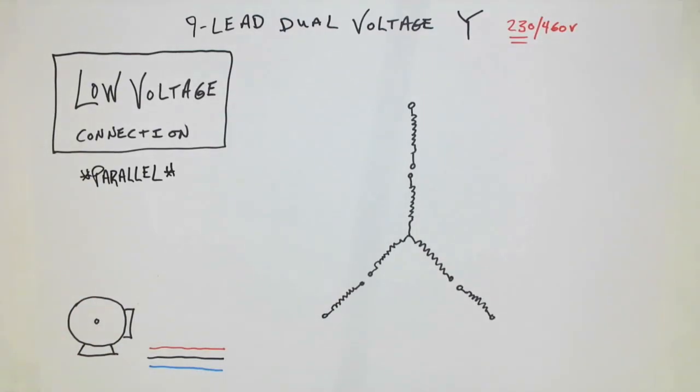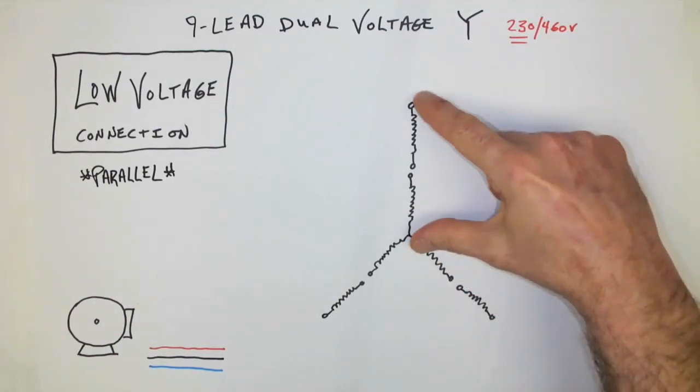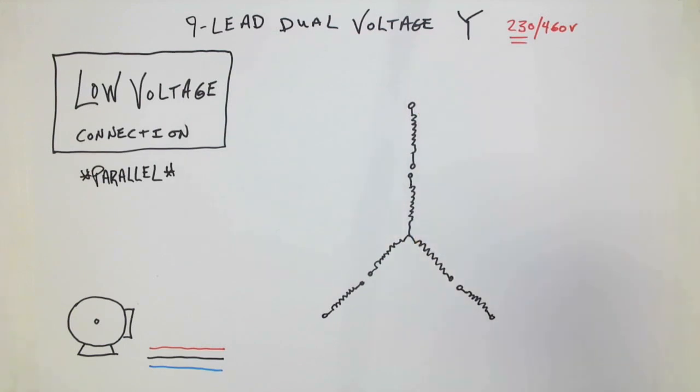In the previous connection, these being in series meant that the full source voltage, or the phase value of that source voltage, would be divided equally across both windings. In the parallel connection, we're going to have the full phase voltage across each winding. So let's take a look at how this is going to lay out.